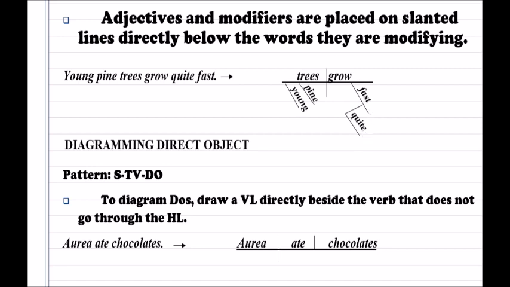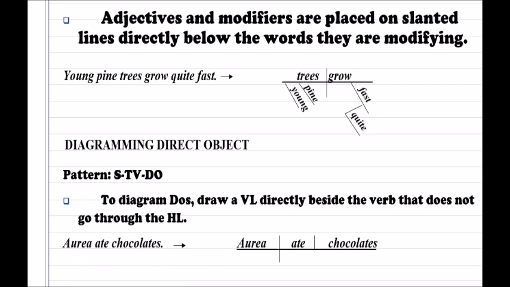Now, how about diagramming direct object? Okay, we have the pattern STVDO, or subject, transitive verb, and direct object. To diagram direct objects, you have to draw, of course, a vertical line directly beside the verb that does not go through the horizontal line. For example, in this sentence, Arya ate chocolates.